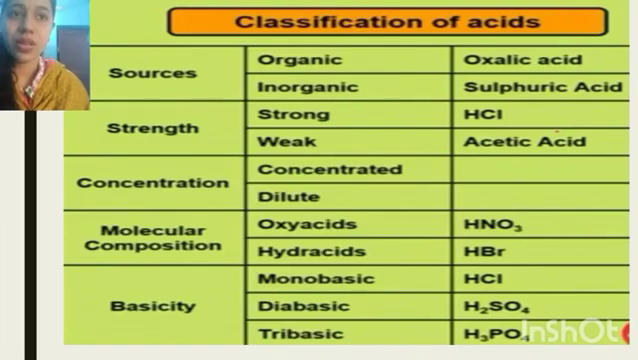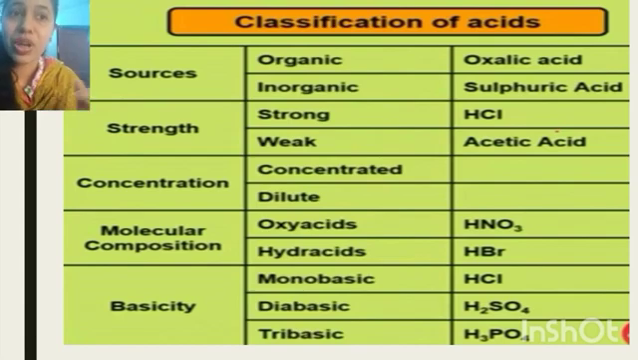When it comes to strength: strong acid and weak acid. A strong acid dissociates completely, a weak acid dissociates partially. Concentration: concentrated and diluted. This can be explained with an HCl solution having 98% hydronium ions, termed concentrated. When you add water to it, it undergoes dilution and is reduced to 45% or 40%, termed a diluted solution.